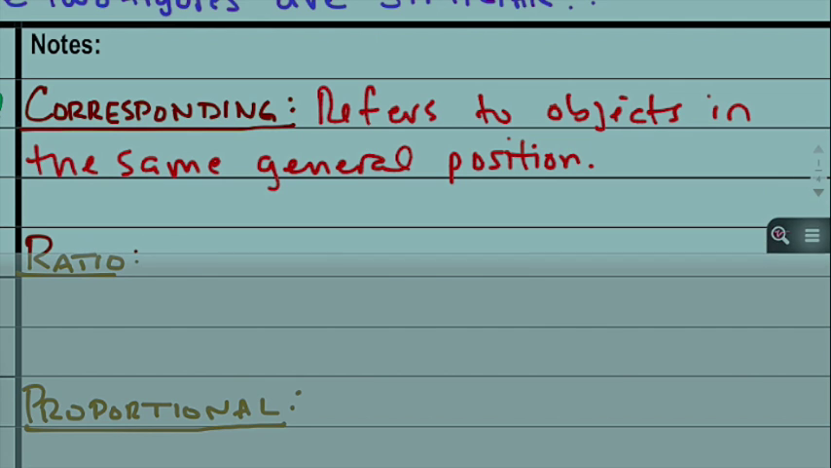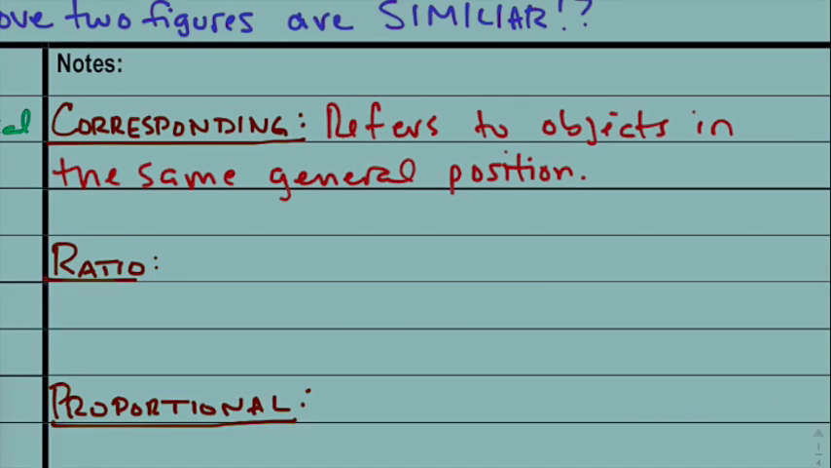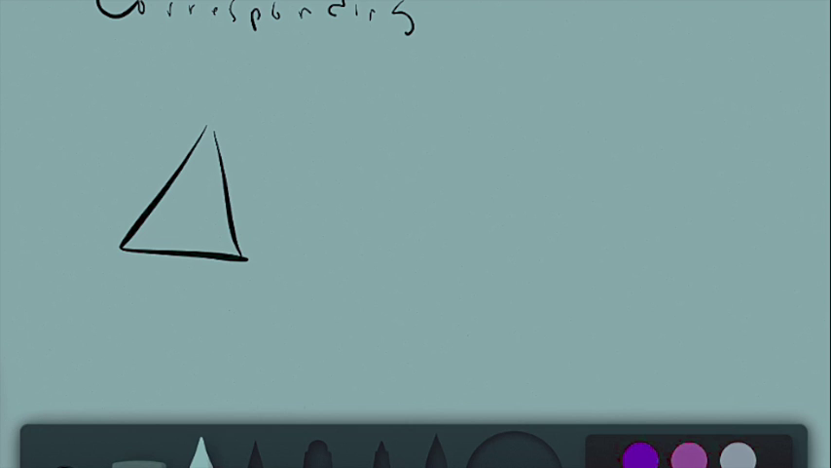Okay. So let's talk about what this actually means. So let me flip over to a different program. This is just paper. And if I'm talking about objects in the same general position, I think a good example for this idea of corresponding would be to go back to the world of congruency. So let's say I have these two triangles. Let's say triangle A, and I'm comparing it to triangle B.